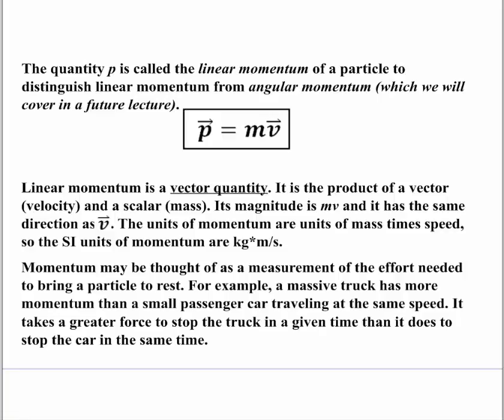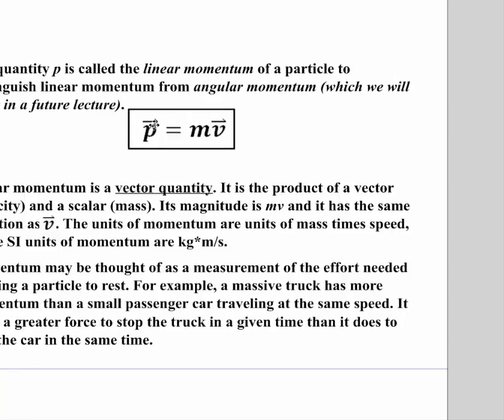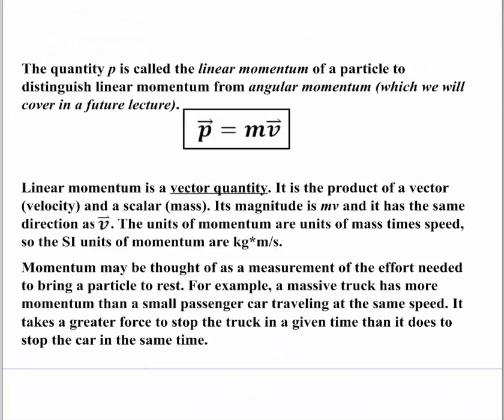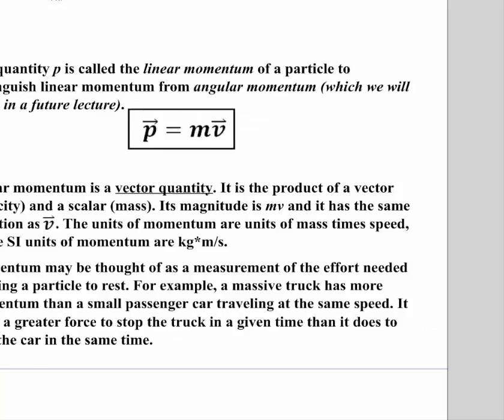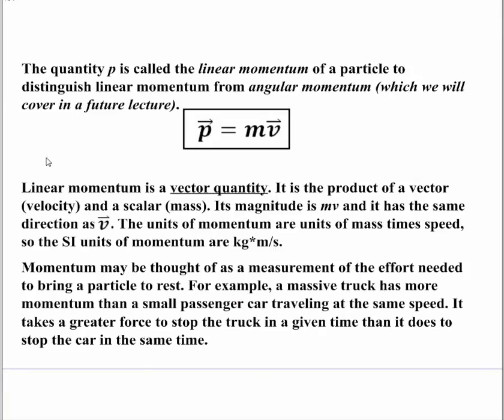The quantity P, again to restate, is called the linear momentum of a particle. To distinguish linear momentum from angular momentum, we use the letter P for linear. Angular momentum we will cover in a future lecture. This equation I'm going to be using quite a bit: linear momentum is equal to the product of mass times v.